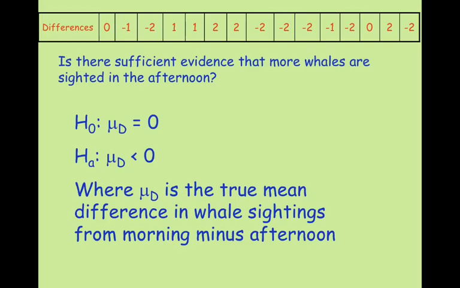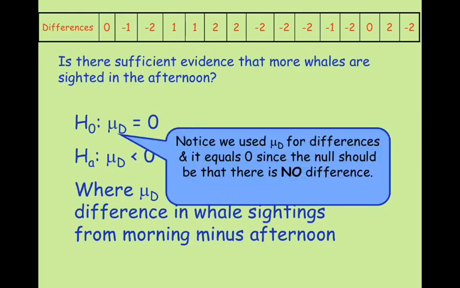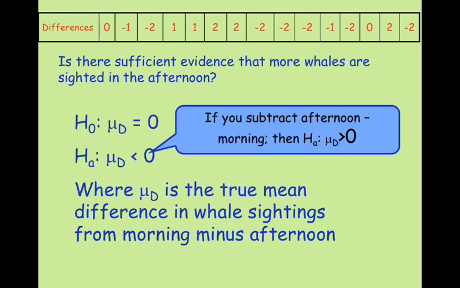Remember, we have to define our variable here. So mu d is the true mean difference in whale sightings, and we have to specify which way we've subtracted, morning minus afternoon in this case. Be sure to always define your variables when you're writing a hypothesis. Our mean difference is 0, since the null should be that there is no difference between the two. Had you subtracted the other way, your alternative hypothesis would have changed. Your null hypothesis would be the same.